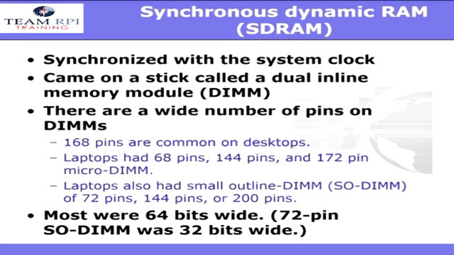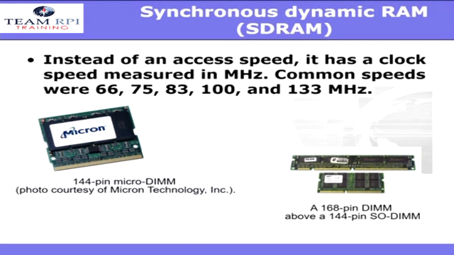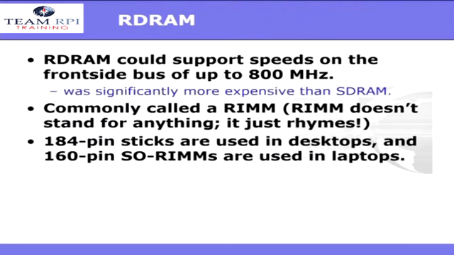Starting with Synchronous Dynamic RAM, or SDRAM. It came on a stick called a Dual Inline Memory Module, or a DIMM. There are a wide number of pins on DIMMs. 168 pins are most common for desktops, while laptops had 68, 144, or 172. Most are 64 bits wide. However, there was the 72-pin SODIMM, which was 32 bits wide. Instead of access speed, it has a clock speed measured in megahertz. The common speeds are 66, 75, 83, 100, and 133 megahertz.